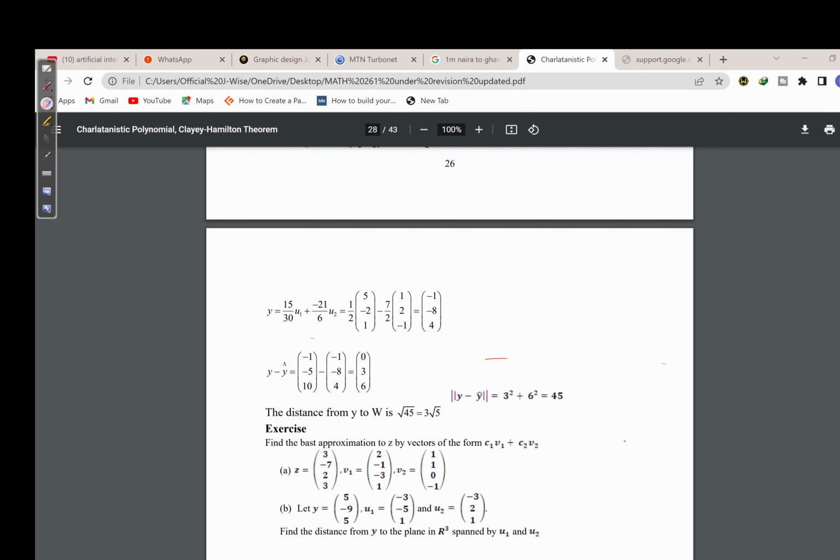We have two questions. First one, we have to find the best approximation to z by the vectors in the form c1 v1 plus c2 v2, where z is given by this, v1 is given by this, and v2 is given by that. Then the second question says that when you have any vector y to be 5, negative 9, 5, u1 to be negative 3, negative 5, 1, and u2 to be minus 3, 2, 1, then you have to find the distance from y to the plane R3 spanned by u1 and u2. So you can pause this video and try your hands on the following questions.